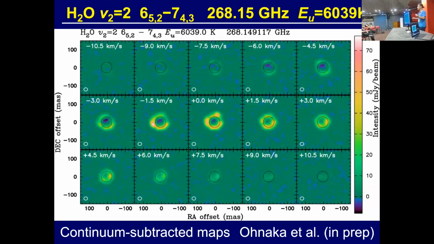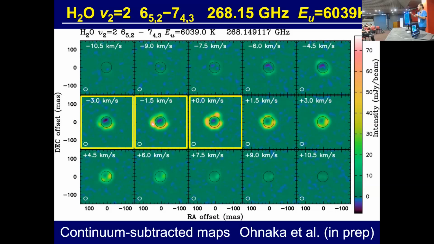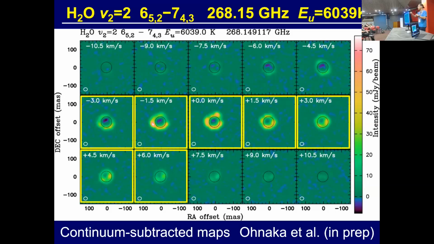Now, this is even clearer for this vibrationally excited water line. Again, the same channel maps. Oops, here. Already at this velocity, we start to see emission over the stellar disk. And then it gets stronger and stronger. And at these redshifted velocities, emission covers almost the entire stellar disk. Emission, not absorption. Okay.